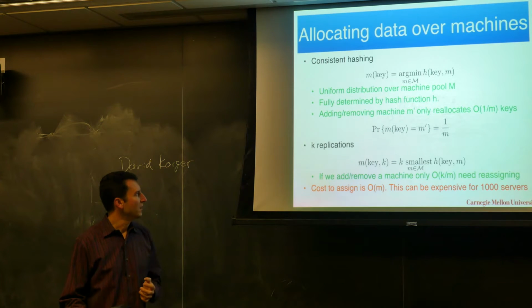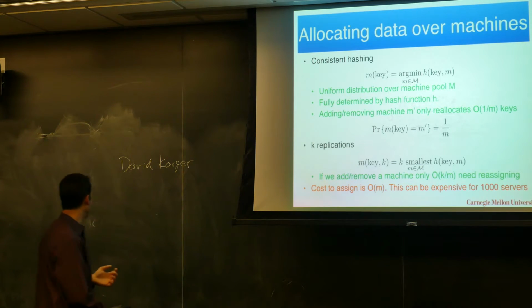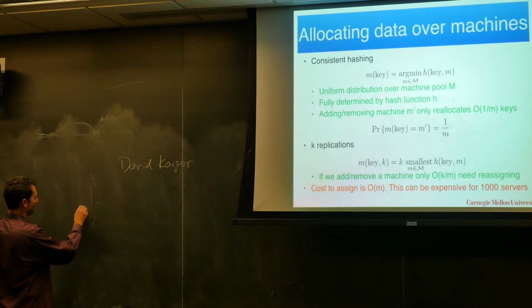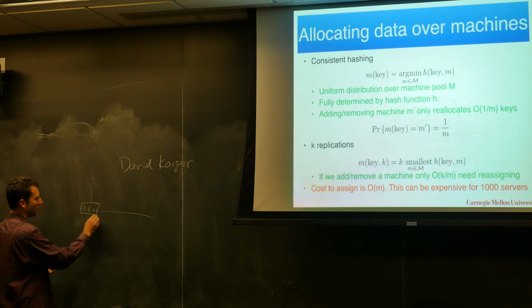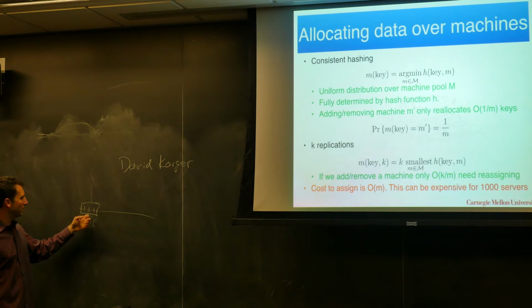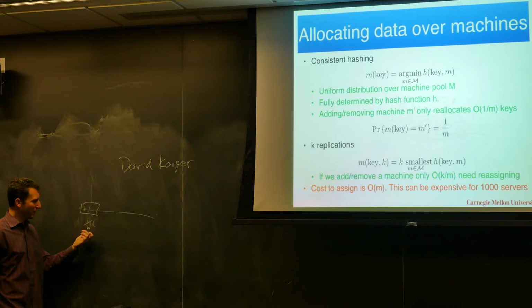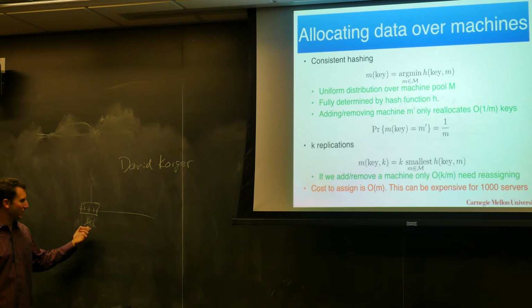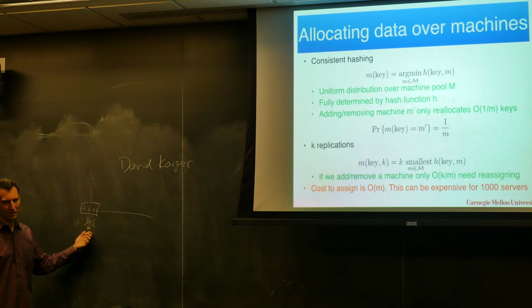Okay. Now, the other thing that's really nice is if I now add or remove a machine. Okay, let's think about it. So let's say there are some keys here for which this particular machine won all the contest. Now, if I remove it, first of all, I know that it's only a fraction of 1/m, in expectation, of the keys that actually go to this particular machine.